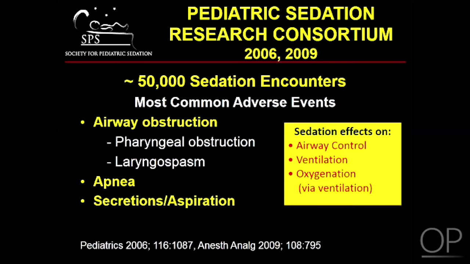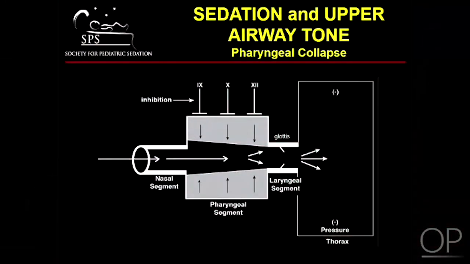All of these events point to a common adverse event pathway, where diminished airway control or central drive lead to hypoventilation that subsequently results in systemic hypoxemia. The next several slides illustrate the physiologic and anatomic causes of upper airway obstruction and diminished ventilatory drive. In order to understand the cause of pharyngeal collapse referenced above, it is important to consider the structure and innervation of the upper airway. The airway can be divided into the nasal, pharyngeal, and laryngeal segments.